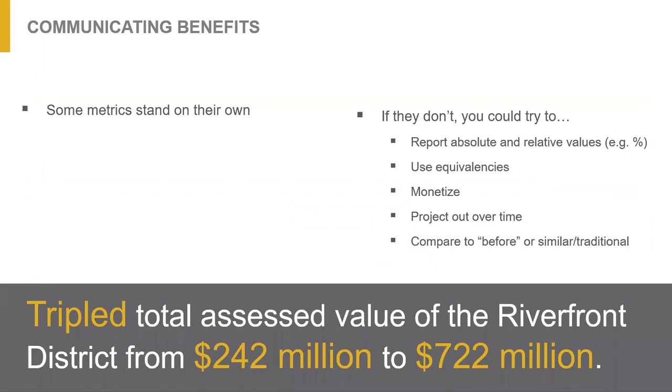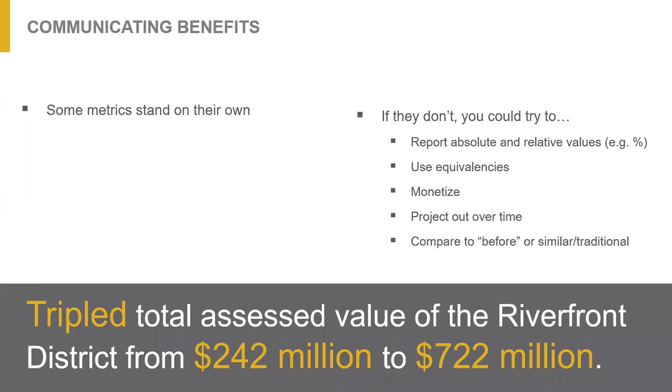So to start to finish up with this portion, here's a really important question. Once you have those metrics, how are you going to communicate them? Sometimes it's really beneficial to think about this at the beginning. While some metrics really just stand on their own, others don't. The benefit, or the metric at the bottom, it's really clear that any decision maker is going to get it. So tripling the value of the riverfront from $242 million to $722 million. This is really easy to understand. Dollar values, easy for decision makers.